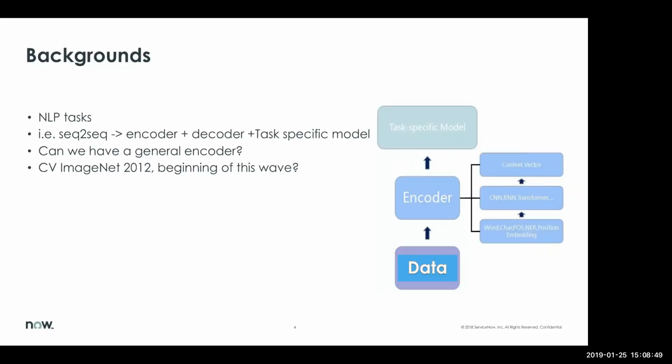So the basic idea: for the first step, data, we don't need to talk about it so much, because it's trivial. But for the encoder and task-specific model, we always want this encoder to be as reusable as possible. We want it to be a general component. The idea is borrowed from computer vision, which is ImageNet in 2012, which provided a pretty good model for computer vision in classification tasks. For NLP, we want to do the same thing.